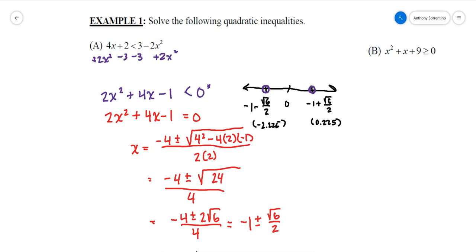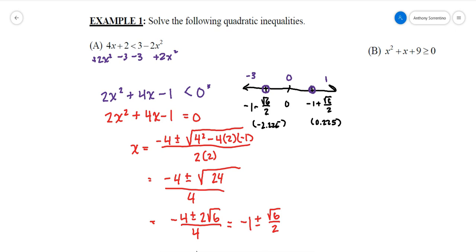And I want to pick a value from each one of these subintervals. So I have 0 here. You might as well use it. It's already there. I can pick 1 here, and here I'm going to pick -3. I can pick any numbers I want from these subintervals. I didn't have to use 0 in the middle one. I could have used -1. I could have used -2 for that middle region.